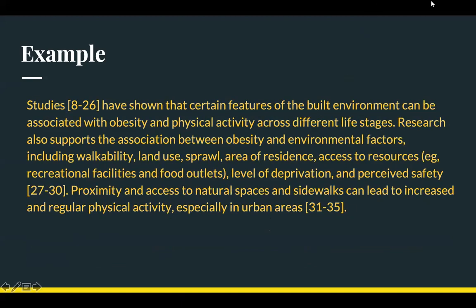So here's the second paragraph of our introduction. This one is more of a literature review. So the square brackets here are references. So here we have reference 826. So we had to read many papers for a literature review to include in this paragraph.